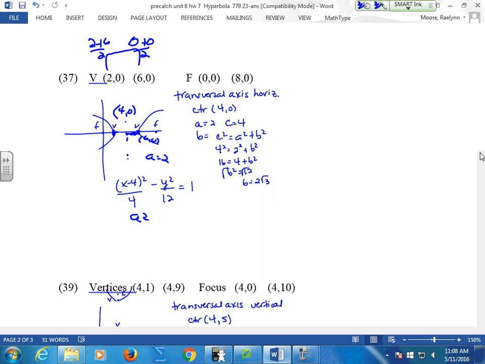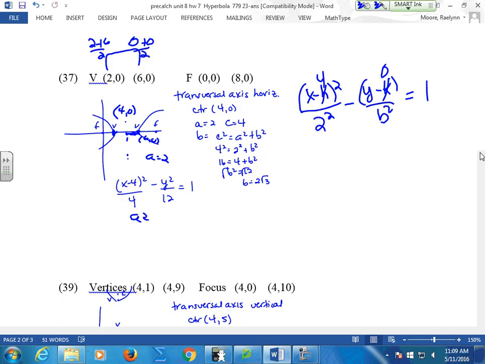So we found A to be 2. Now, we know it's an x squared first. We know this is 2 squared. We know this is B. Okay, so far so good. We know this is 4 and 0. We're good here. All we need to find is B.